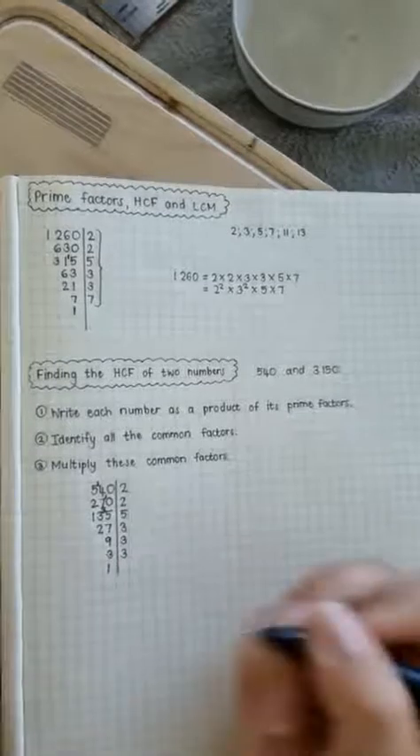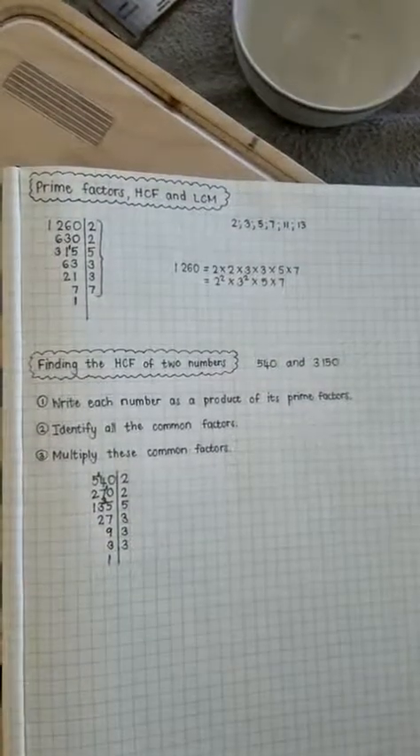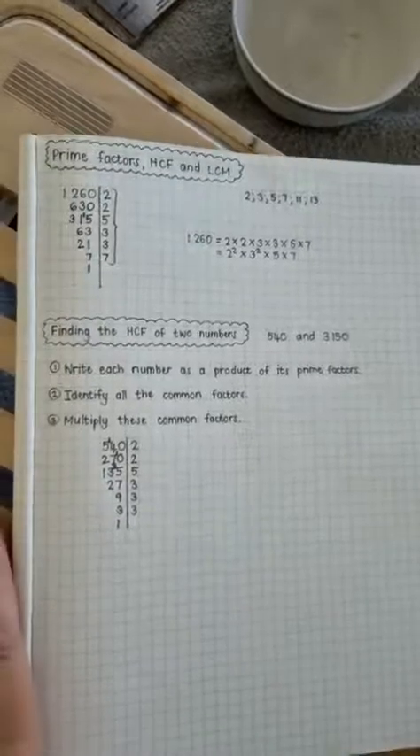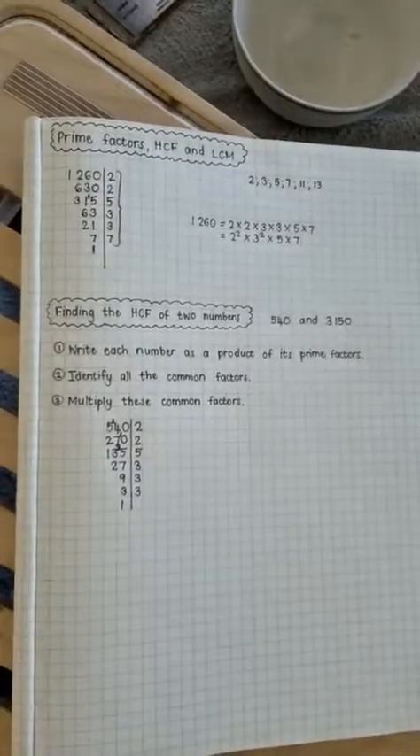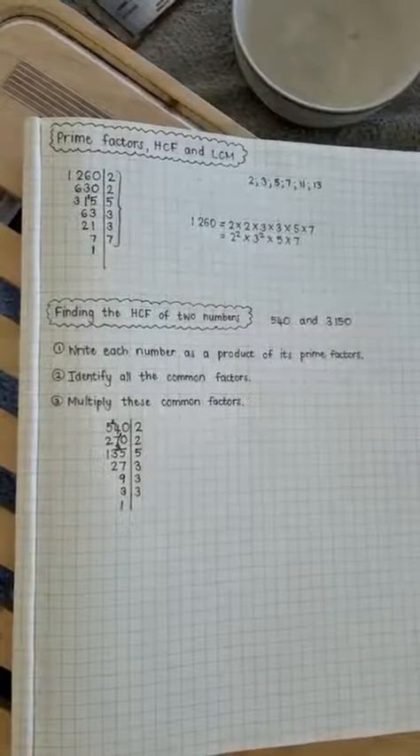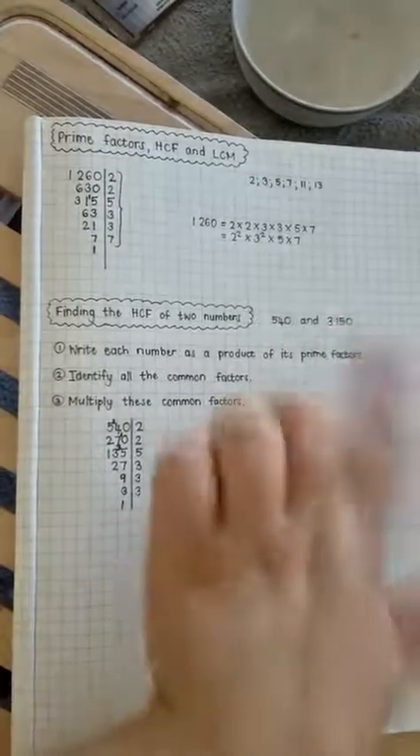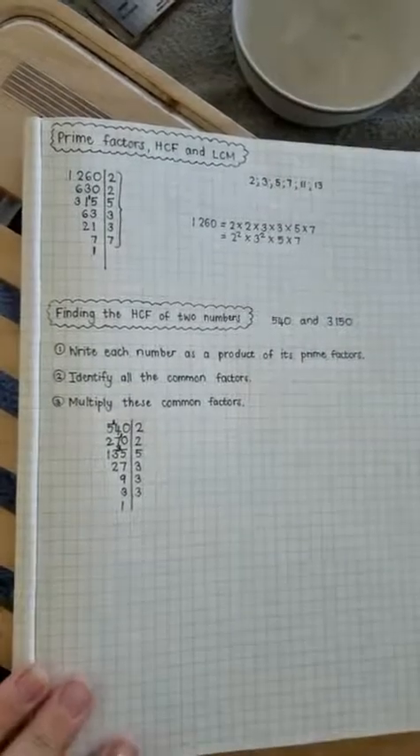3 divided by 3 is 1. Okay, so there we have our ladder tree, or factor tree, or factor ladder for 540. Now I'm not going to list my factors just yet. I'll do that all together when I have the other number as well. So let's do the other number.